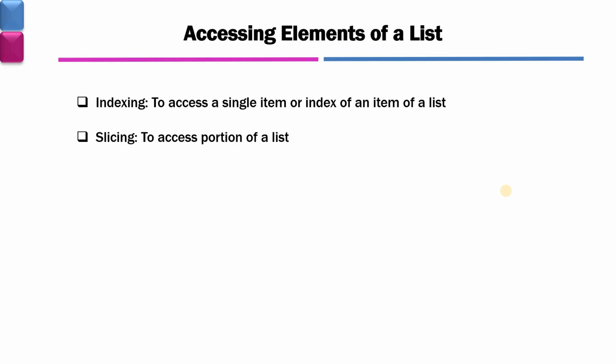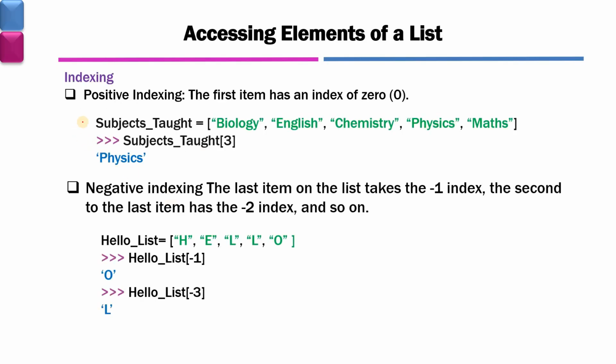Suppose the first element or second element, first item, second item, like this. But suppose you want to access a portion of a list, then I will use the slicing operation. So first let us understand what indexing is. Just like strings, lists also have positive indexing and negative indexing. Positive indexing means the first item of the list has an index of 0.